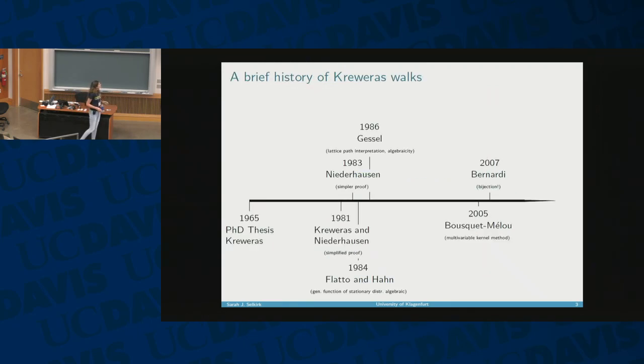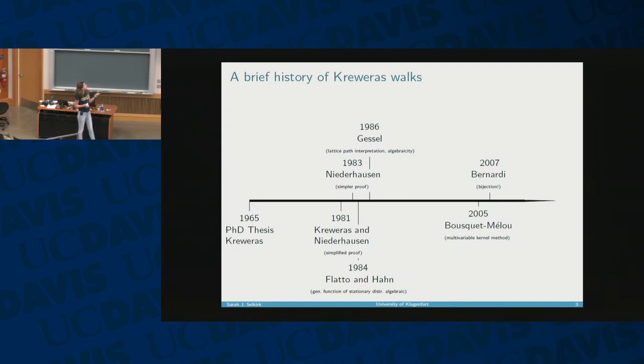Okay, so essentially I just quickly will give a brief history of walks in the quarter plane, or at least the study of Kreweras walks. And so they were introduced in the PhD thesis of Kreweras in 1965, where he looked at not really them as lattice paths, but rather other combinatorial objects. And then improvements on the proof were given. And things like algebraicity of the generating function were proven, and they were interpreted as lattice paths. So lots of people were busy working on trying to improve this.